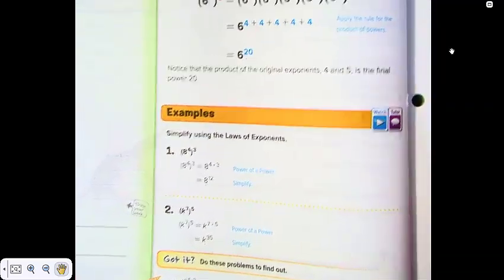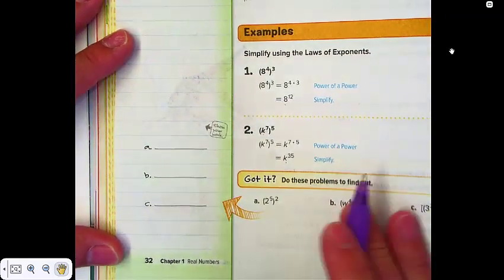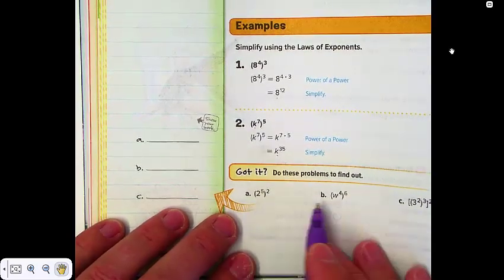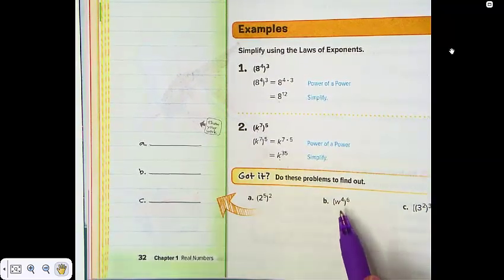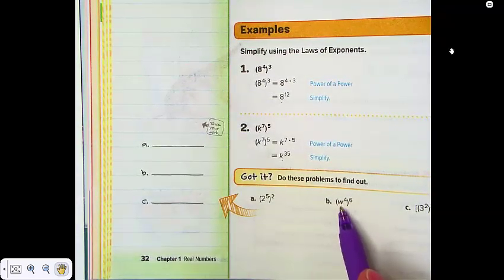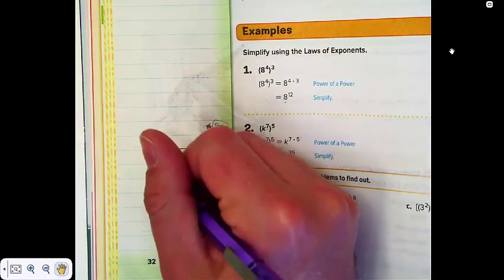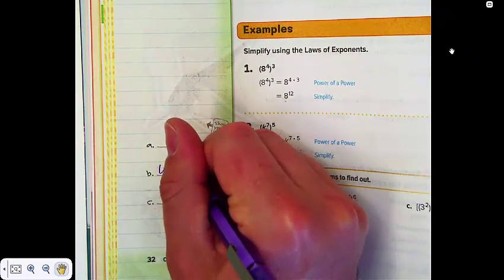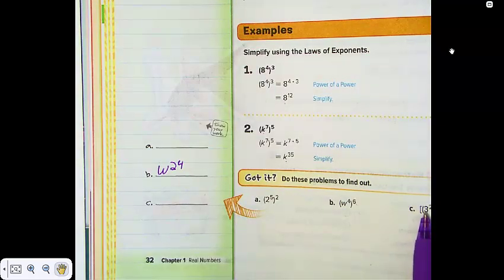Alrighty. Now out to the side, what Miss Neely and I want you guys to do is to actually work out number 1, and I'm going to help you here with number 2. Do that one yourself, fill that in. Number 2 here. Once again, we have a variable, just like we did there. 4w to the 4th power, no base in between, so we multiply 4 times 6. You should have w to the 24th power.